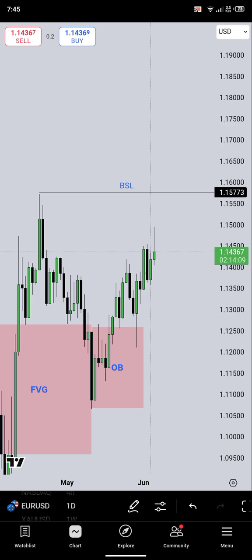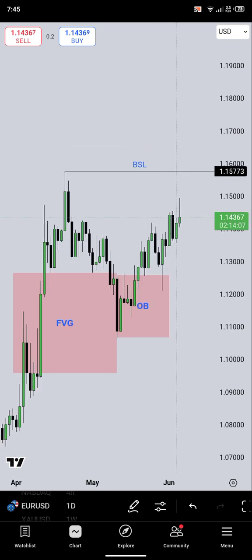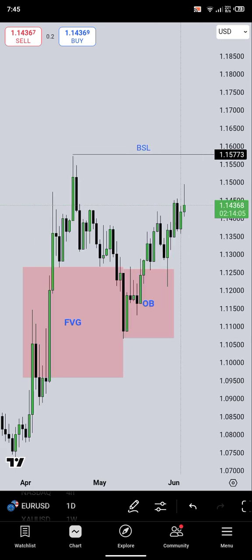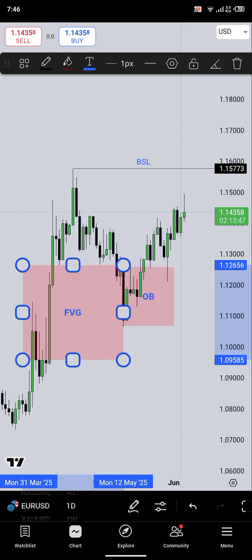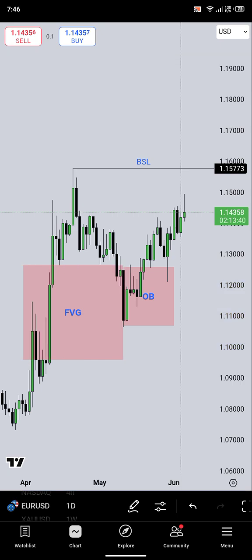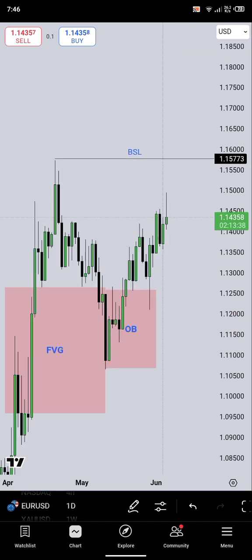Yes, because we understand that price has already dipped. The algorithm that makes price do what it does seeks two things. It either seeks liquidities or it seeks inefficiencies in price. So here we have price already dipped into this inefficiency, which is known as fair value gaps, FVGs, and it's now pushed upward.